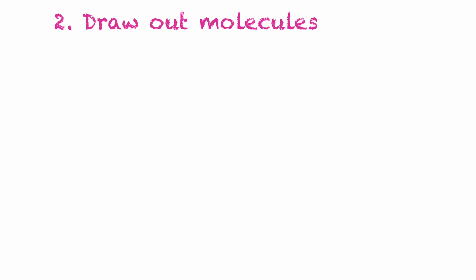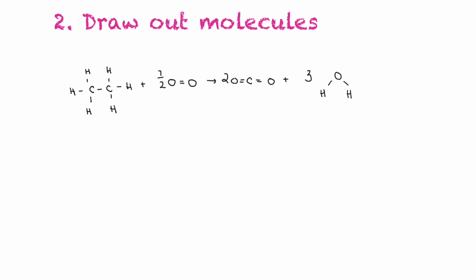So our next step is to draw out the molecules. So we have ethane, which is drawn like this, C2H6. And then we have oxygen. We have 7/2 of those. And then that produces carbon dioxide, CO2. We have 2 of those, plus 3 water molecules. So there's our drawn out molecules.